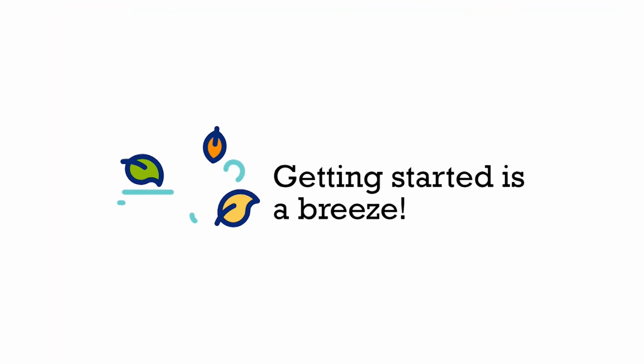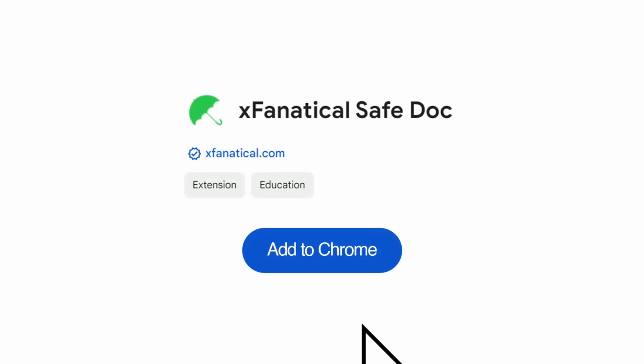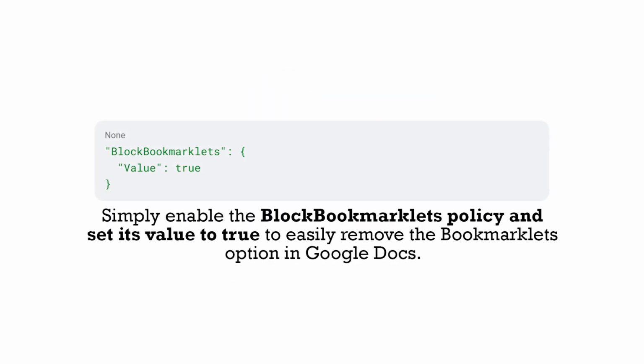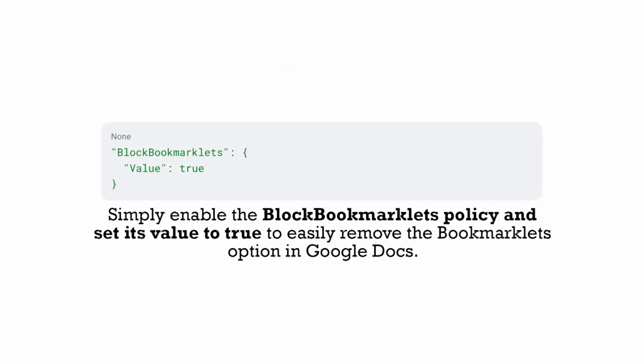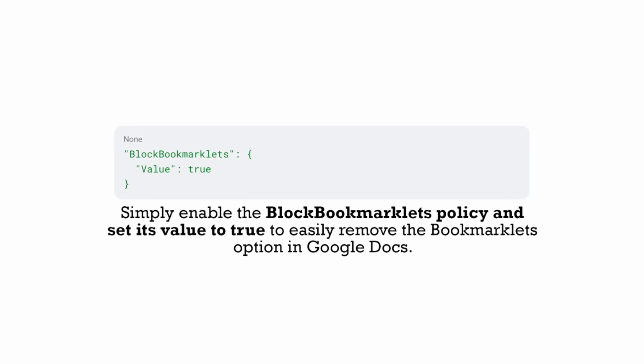Getting started is a breeze. Go to the Chrome Web Store page, search for SafeDock, then click Add to Chrome to add this extension. Once it is installed, simply enable the Block Bookmarklets policy and set its value to True to easily remove the bookmarklets option in Google Docs.